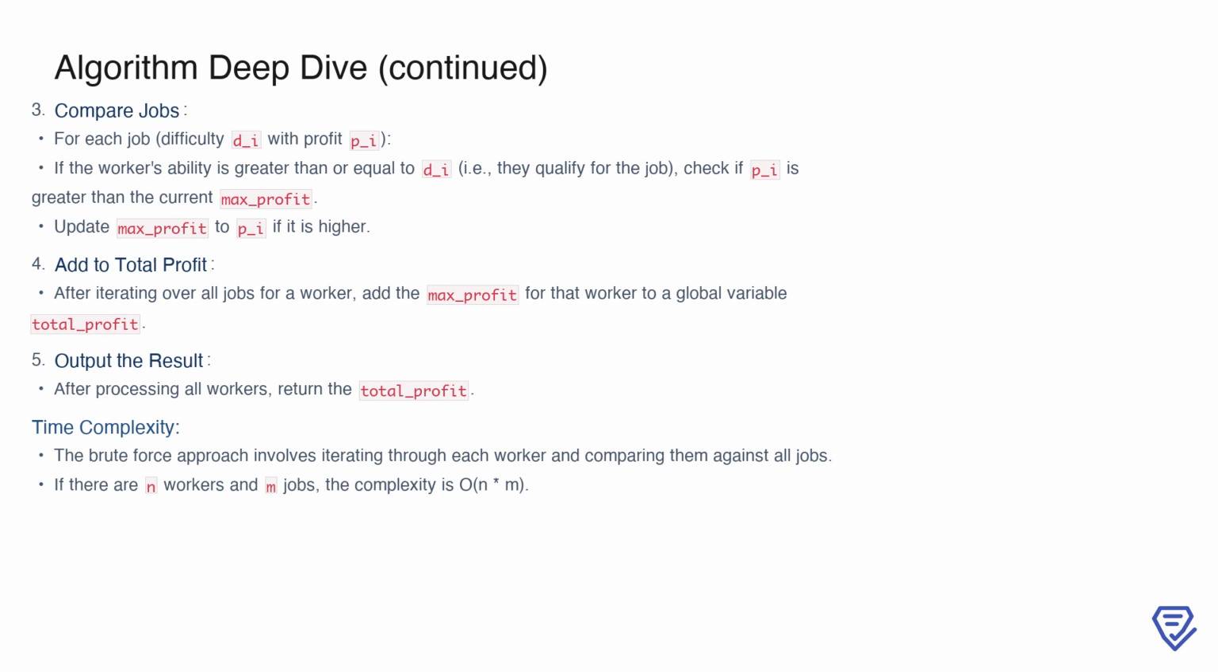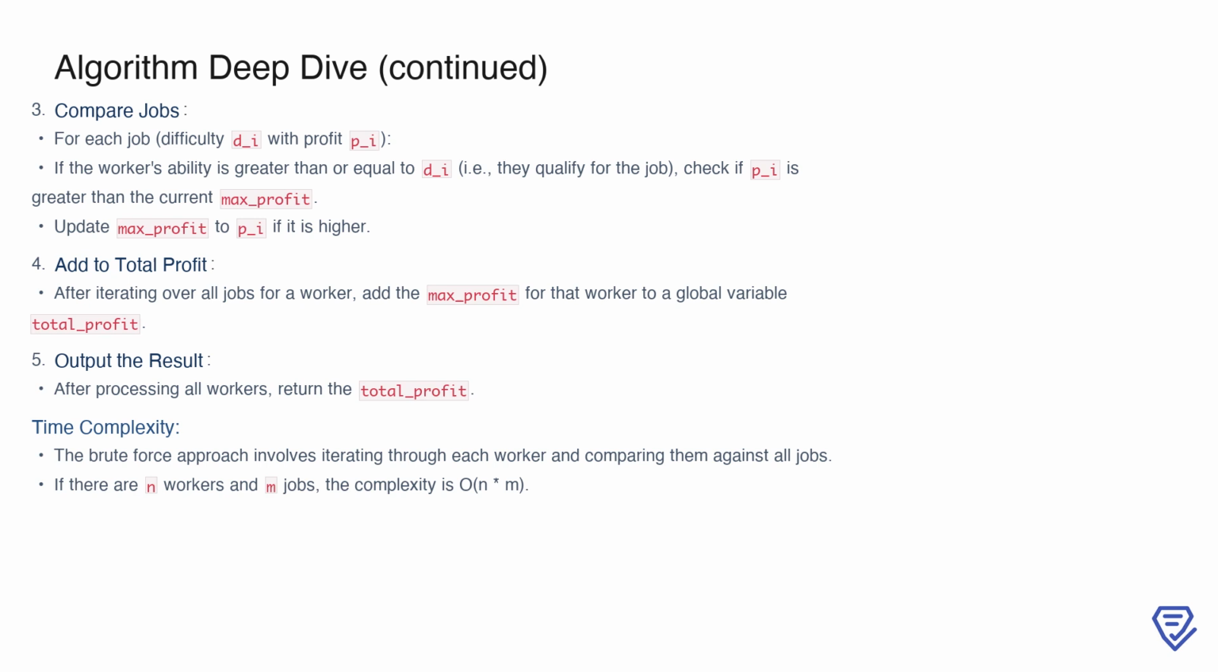After evaluating all jobs for a worker, we add their max_profit to a global variable total_profit, which tracks the overall profit across all workers. Once all workers are processed, the final total_profit is returned as the result.